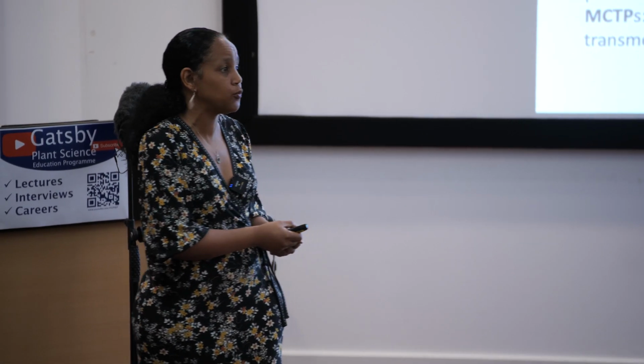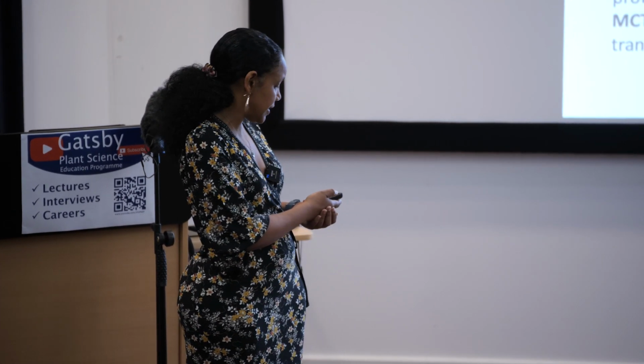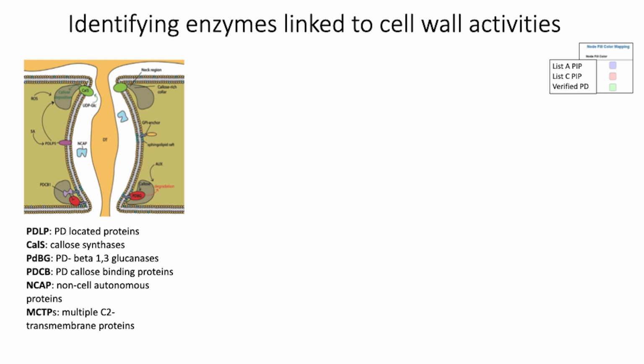So what allows us to do the proteome is to identify which enzymes or proteins are associated with Plasmodesmata that might have some kind of cell wall activity. And hopefully, we will identify callose degrading and synthetic enzymes, because we know that callose is at Plasmodesmata. And that's indeed the case. So using the proteome, we could identify callose synthase, PD or Plasmodesmata beta-1,3 glucanases, which are the callose degrading enzymes, but also other proteins that contribute to callose regulation.